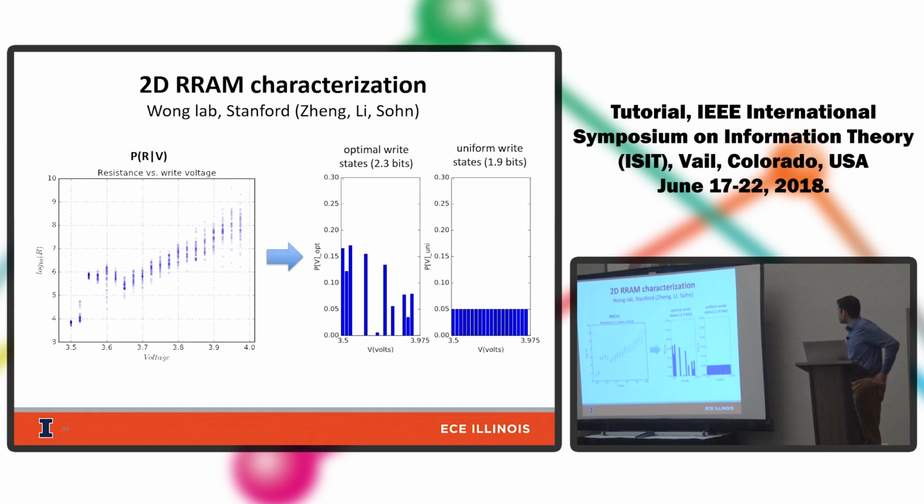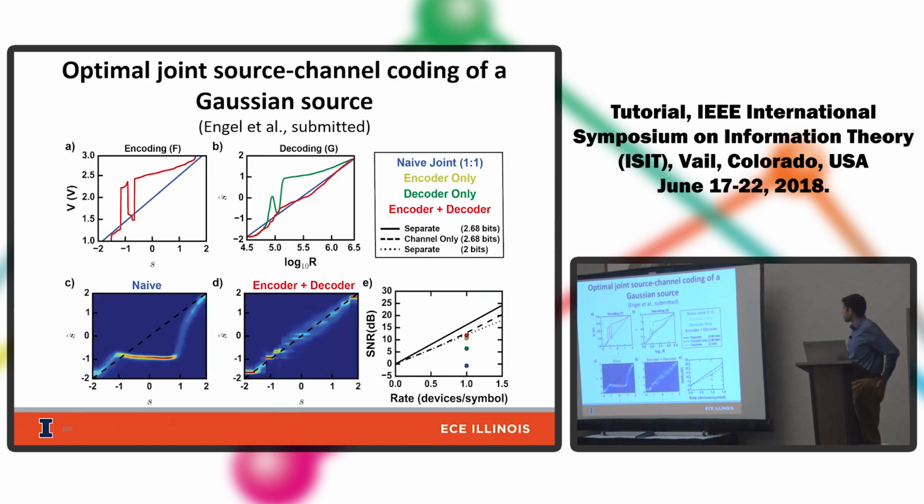And so we can go ahead and do that. We can actually use the experimentally measured noise properties to get the optimal right distributions. And then putting that all together, we can also try to use the properties of the source and get an optimal joint source channel coding scheme. And by doing that, we can improve the performance quite considerably over naive schemes that circuit designers might have used otherwise. So we can improve the SNR quite considerably by using joint source channel coding.